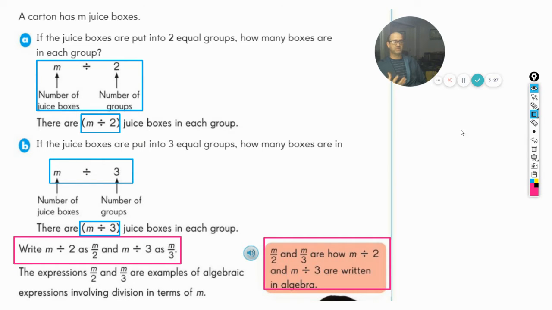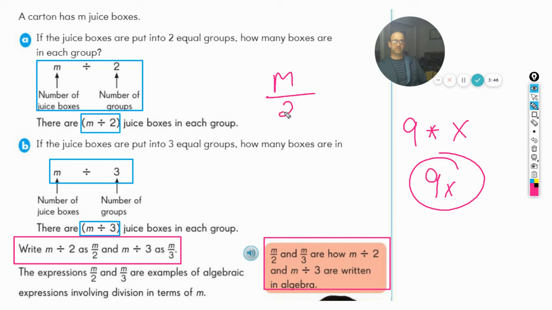Just like yesterday when we talked about how we don't write 9 times x, we write that as 9x. We do a coefficient with a variable. That's how you represent multiplication, your special way to represent multiplying a number by a variable. Down here, this is how you represent division with a variable. It's like the standard algebraic way of writing things.